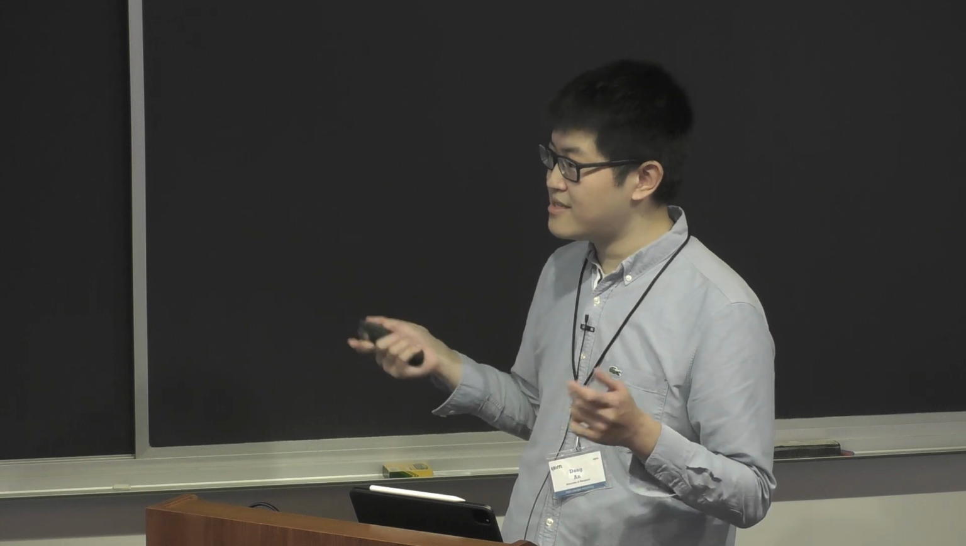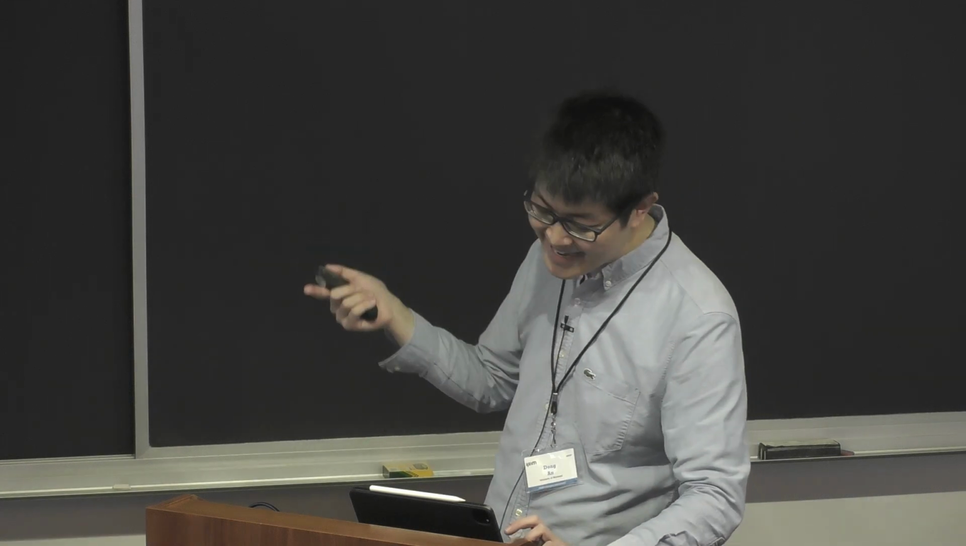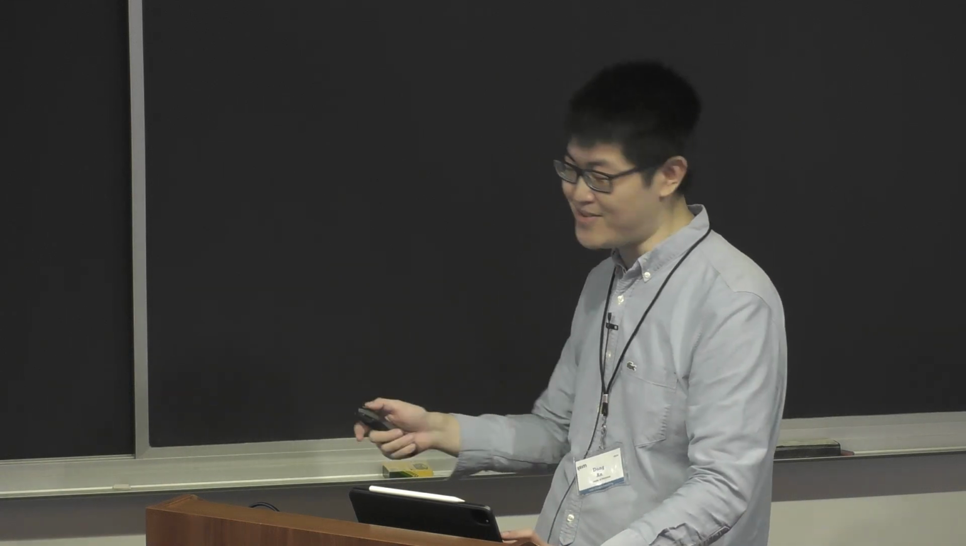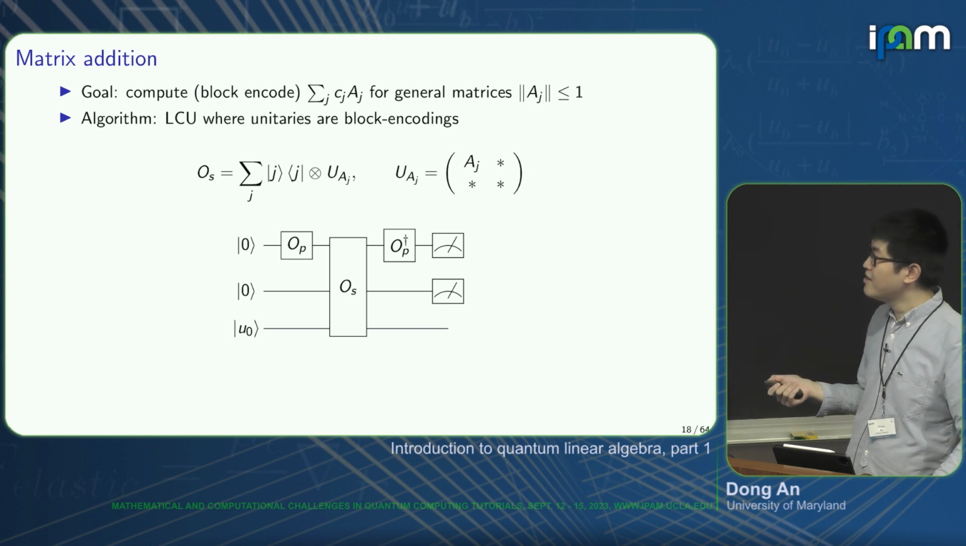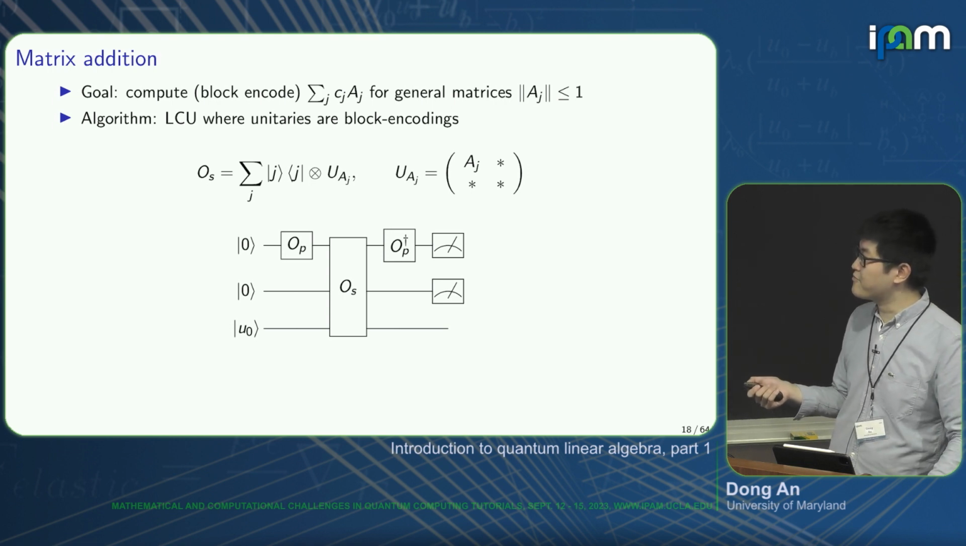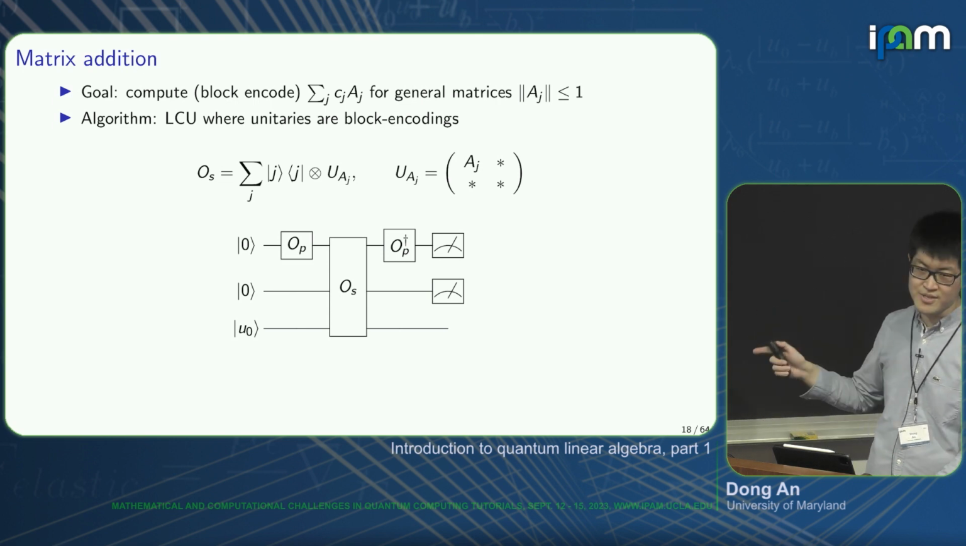So far we have seen that we can do the matrix addition for unitary matrices. So what if we have non-unitary matrices? The idea is quite simple. We just use the block encoding. If we want to construct the block encoding of the linear combination of general matrices, what we should do is replace each matrix by the corresponding block encoding and then perform the LCU circuit again.